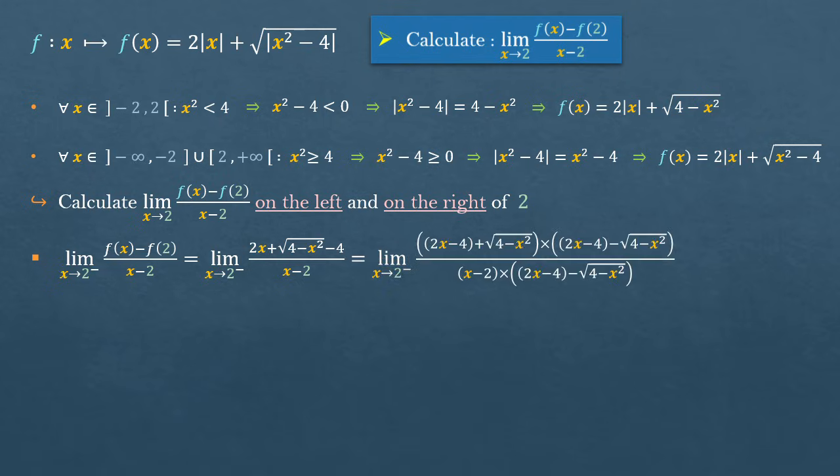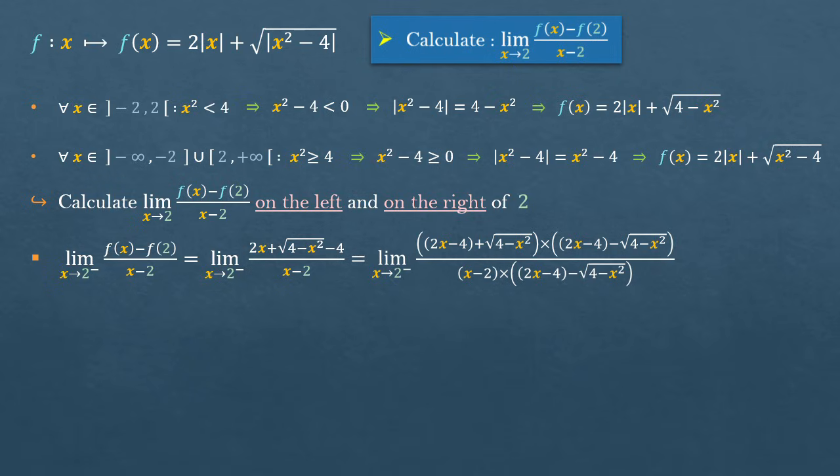So we get to calculate the limit of (2 times x minus 4 plus the square root of 4 minus x squared), all times (2 times x minus 4 minus the square root of 4 minus x squared), all over (x minus 2) all times (2 times x minus 4 minus the square root of 4 minus x squared) when x heads to the number 2 from below.